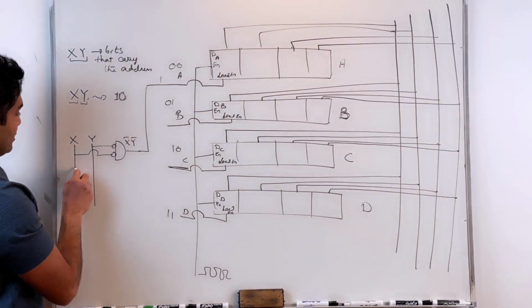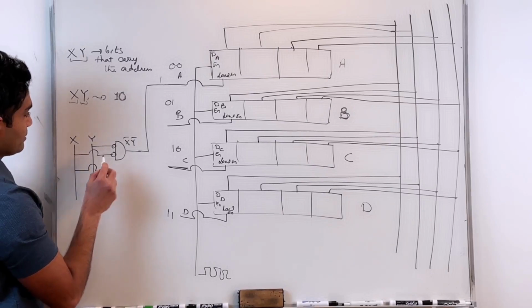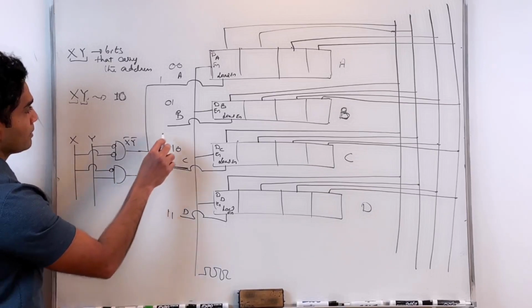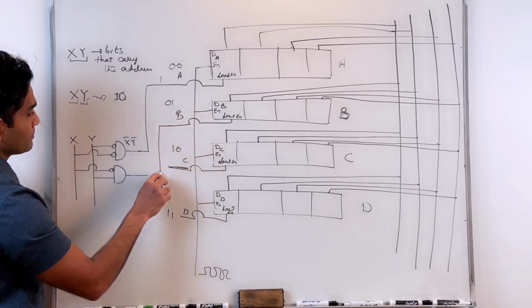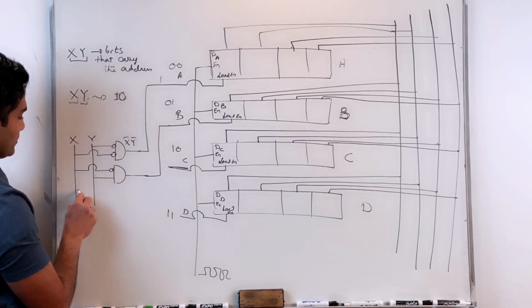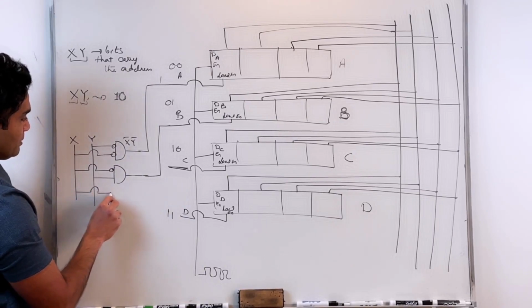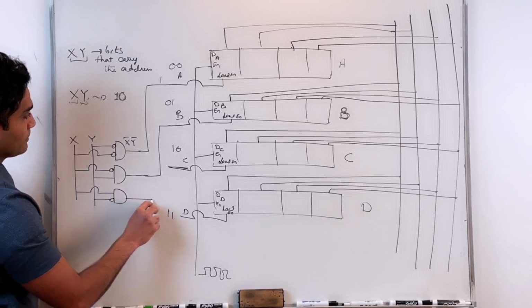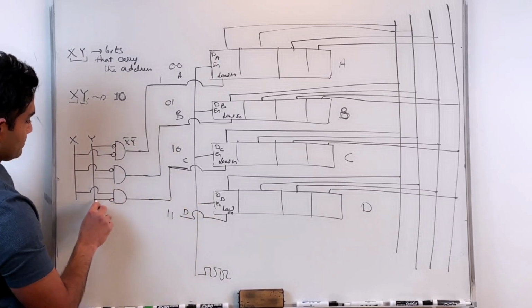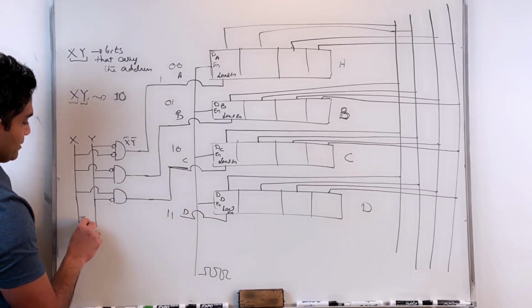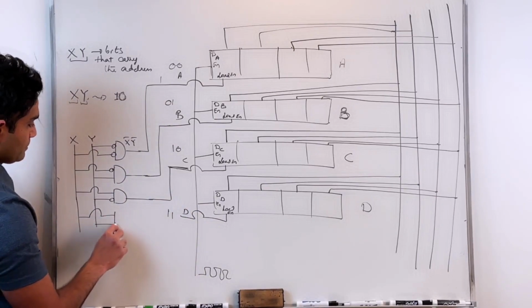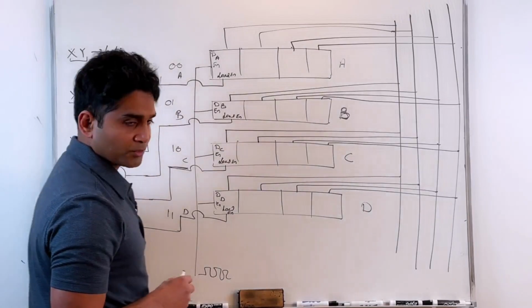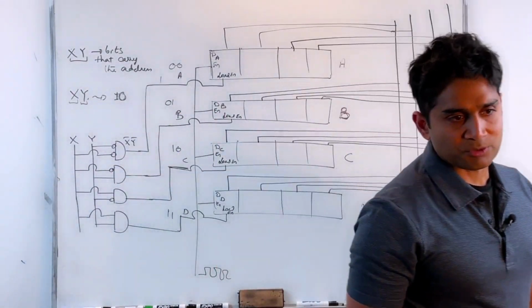Likewise, this will be X prime Y, connected to B, XY prime, connected to C, and then XY, connected to D. So now I have the addressing mechanism as well.